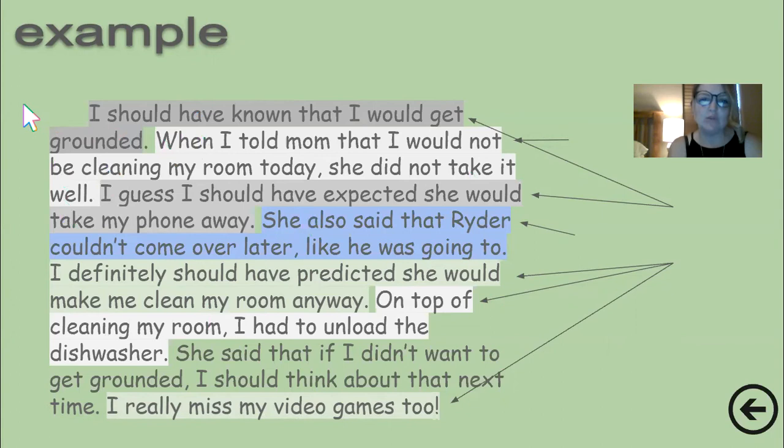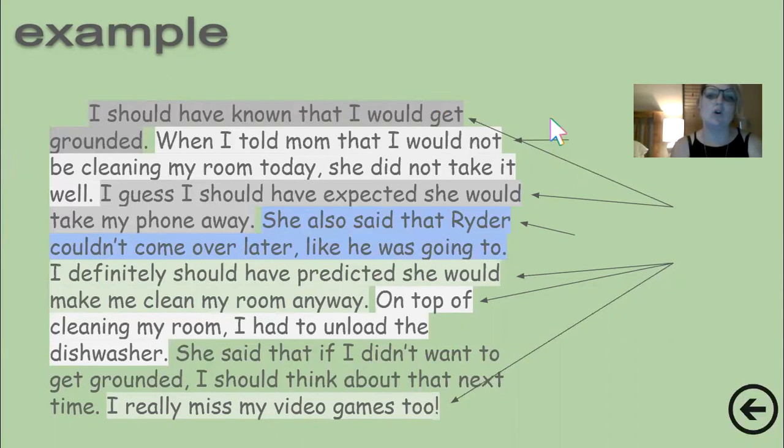I should have known that I would get grounded. When I told my mom that I would not be cleaning my room today, she did not take it well. I guess I should have expected she would take my phone away. She also said that Ryder couldn't come over later like he was going to. I definitely should have predicted she would make me clean my room anyway. On top of cleaning my room, I had to unload the dishwasher. She said that if I didn't want to get grounded, I should think about that next time. I really miss my video games too.